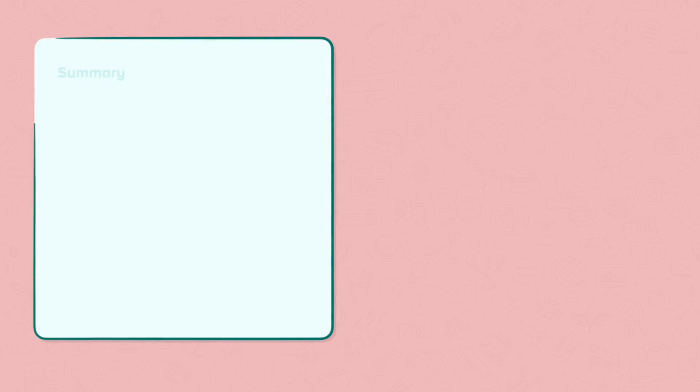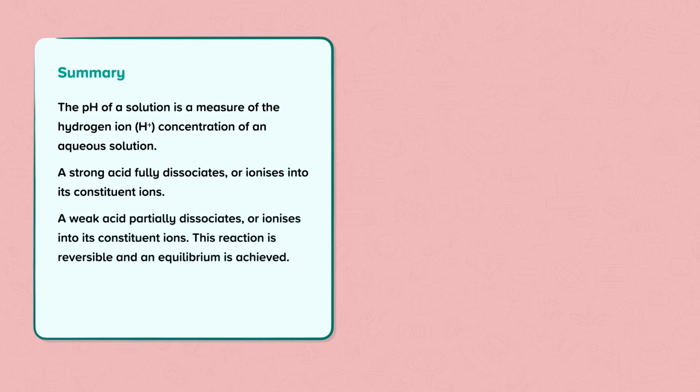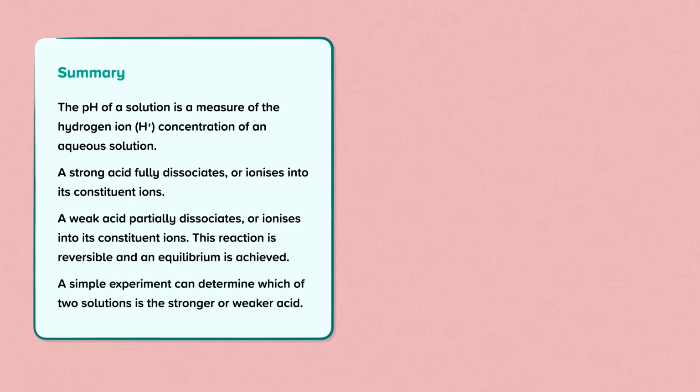To summarize, the pH of a solution is a measure of the hydrogen ion concentration of an aqueous solution. A strong acid fully dissociates or ionizes into its constituent ions. A weak acid partially dissociates or ionizes into its constituent ions. This reaction is reversible and an equilibrium is achieved. A simple experiment can determine which of the two solutions is the stronger or weaker acid.